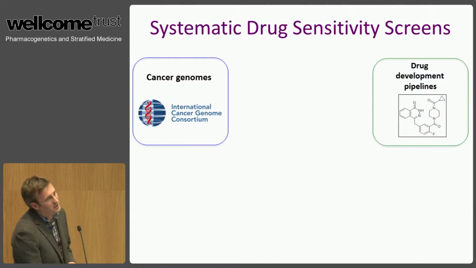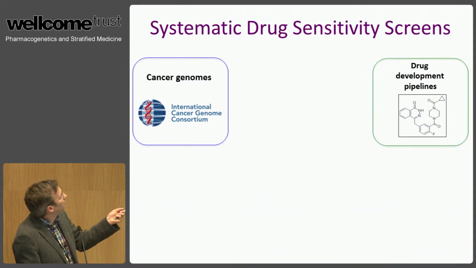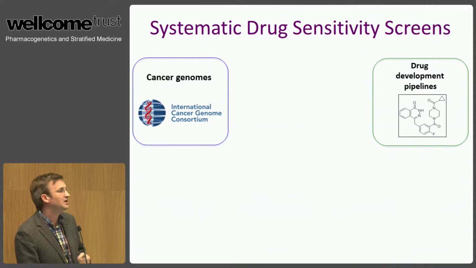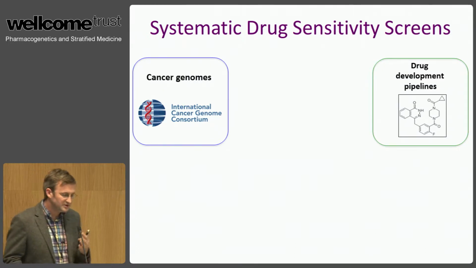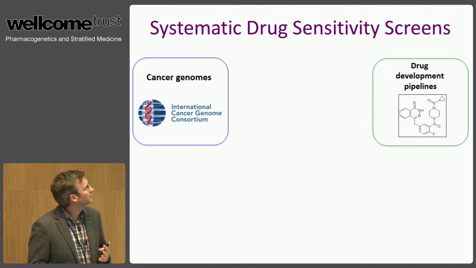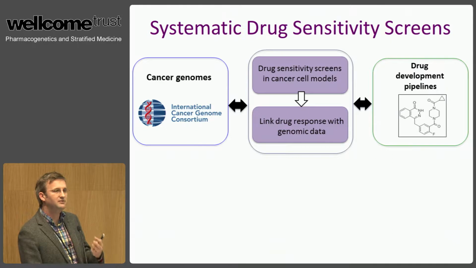So what we've been doing over the last 5 years or so is trying to bring together this wealth of genetic information that is now available together with the drug development pipelines of the industry, academia, and the biotech sector. And what we do is very simple. We take cancer cell models and we perform differential drug sensitivity screens. And then we link that drug response with genetic information that we have for those models.